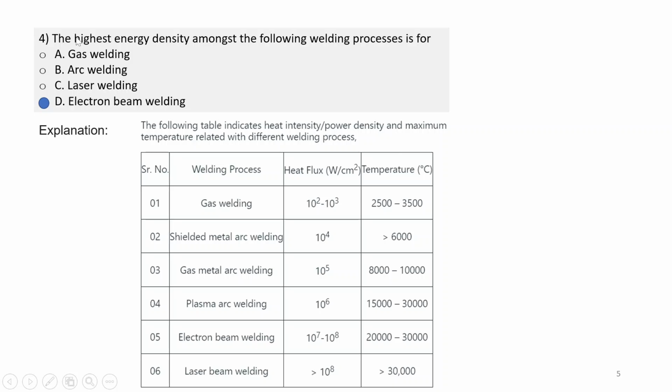Fourth question was: the highest energy density amongst the following welding processes is for? Your options are gas welding, arc welding, laser welding and electron beam welding. So electron beam welding has the highest energy density compared to other processes.